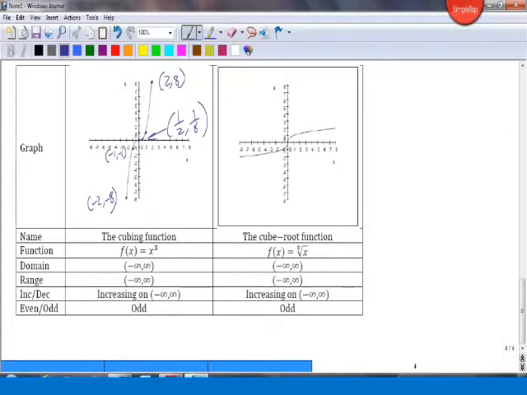The cube root function, if you want to compare this to the square root function, doesn't have any limitations on its domain. Certainly we take the cube root of 0 and we get 0. The cube root of 1, because 1 times 1 times 1 equals 1, is 1. Because 2 times 2 times 2 is 8, the cube root of 8 is 2.